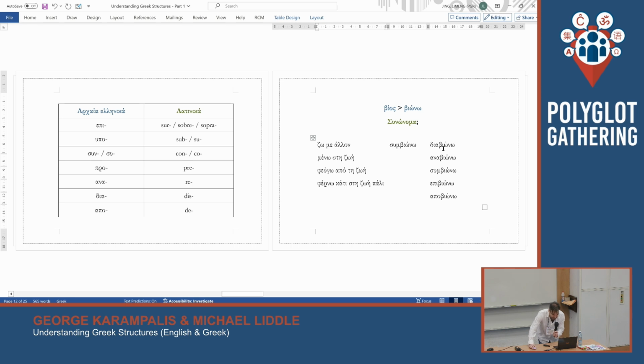Λοιπόν, μένω στη ζωή. Δεν πεθαίνω, βασικά. Μένω is to stay, to remain, to stay alive, basically. Ναι, επιβιώνω. Είναι survivre, sobrevivir, sopravvivere. Ναι, επιβιώνω, and survive.